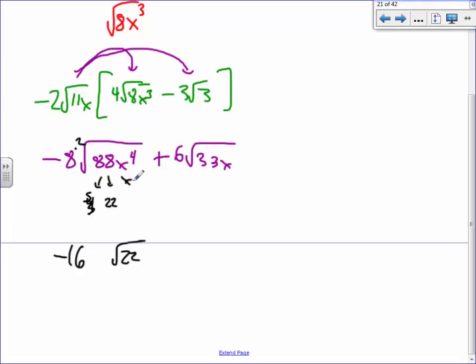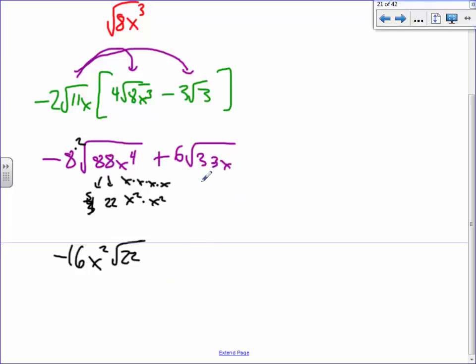X to the 4 means you have 4 x's, right? Or you have a couple of x squareds. So each of those can kind of get square rooted on its own. Long story short, you have 2 x's and x squared that can come outside. So that is how you simplify this term. That's probably one of the more challenging things you need to be able to handle, is dealing with both variables and numbers underneath the square root sign.